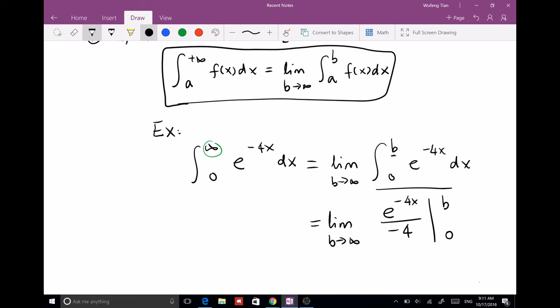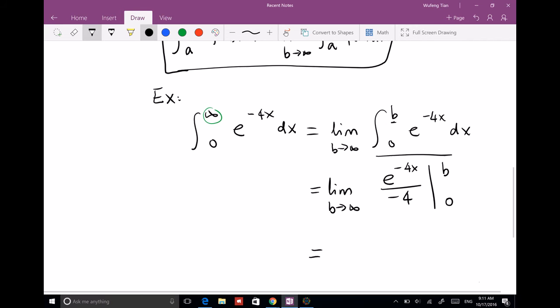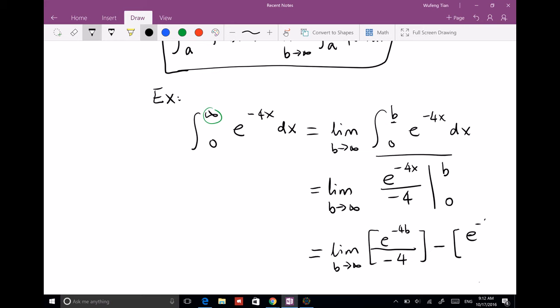So it's plug b into here, plug 0 into it. So what do you have? You can plug the upper boundary, lower boundary, limit b goes to infinity. Okay, so e to negative 4b. You can change the x into b, and then negative 4, minus, the other one doesn't have b, you just minus it, e to negative 4 times 0, which is e to the 0, which is 1, you know that, is negative 4.